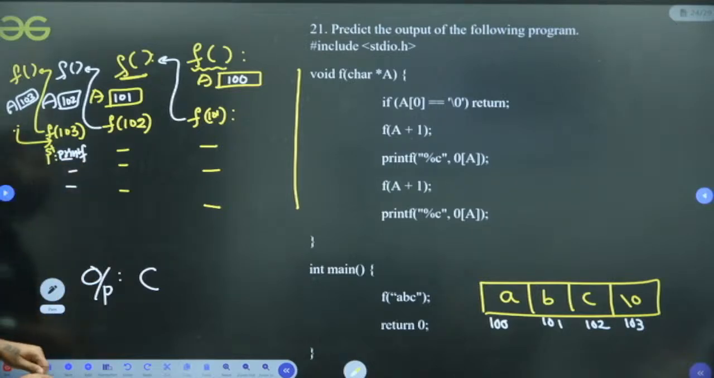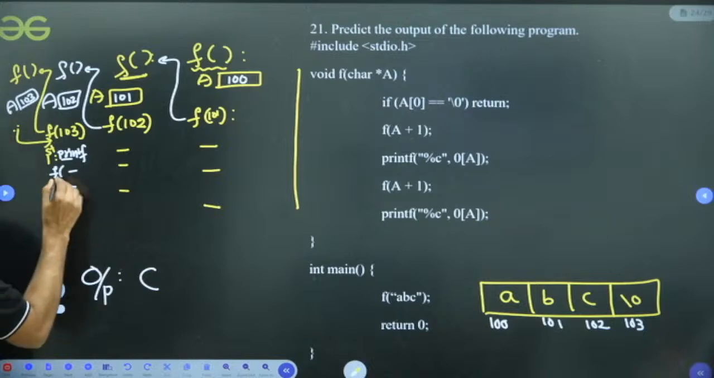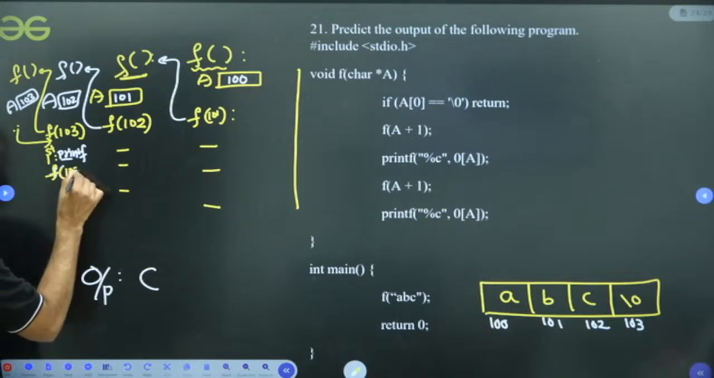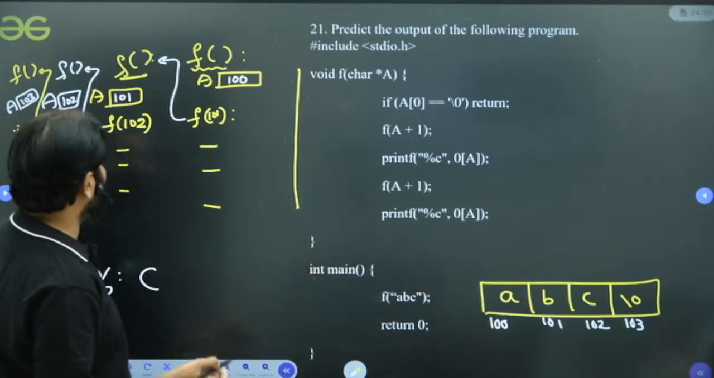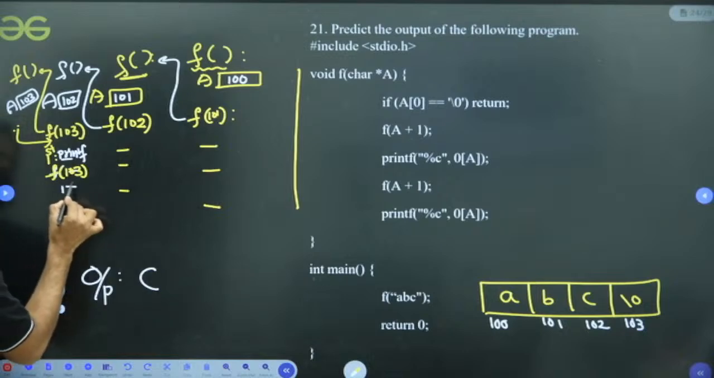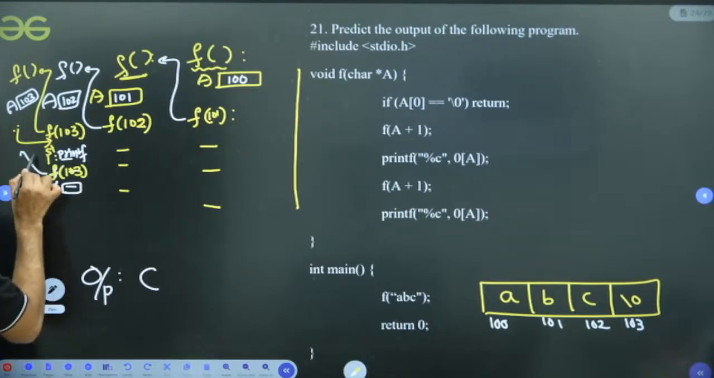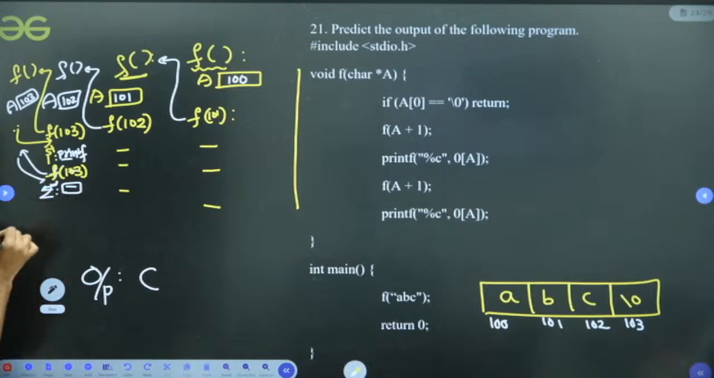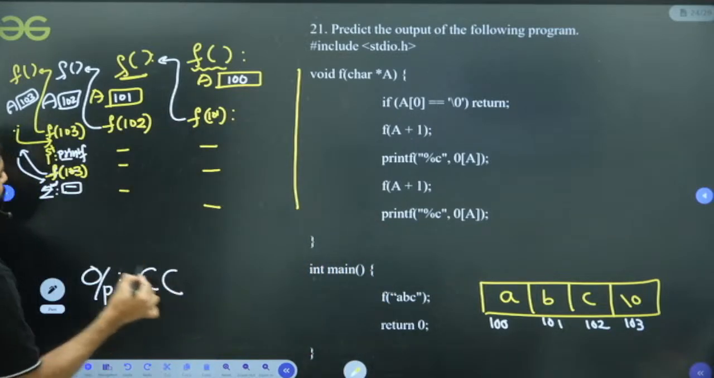After that you will come to this A plus 1 back again. F of 103, because 102 is what your A address is having. When you go back, it will again return, because that 103 is a null character. So you come back here. That is the second output. It will call again, it will come out, and printf A of 0 here again. So is CC printed?